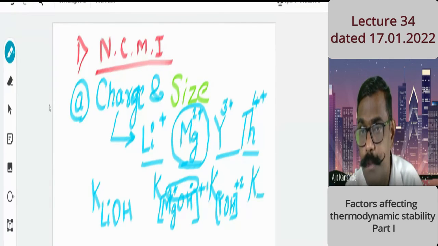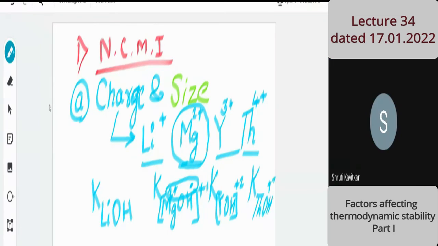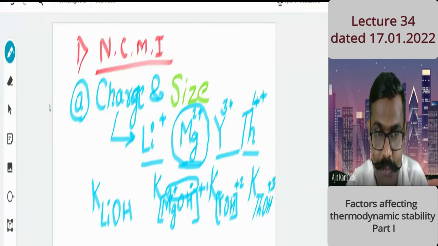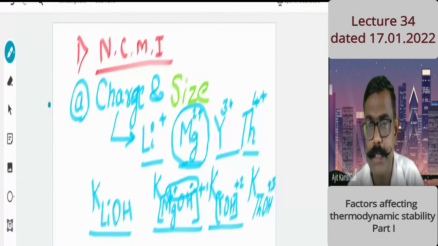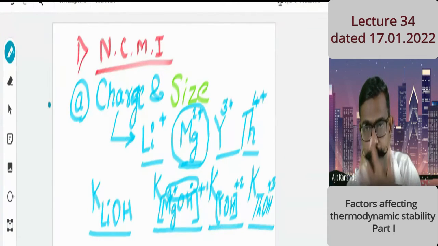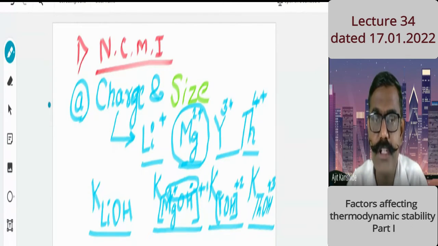That's a stepwise formation constant for the thorium complex. ThOH charge will be plus 3, right, +3. Now pay attention. Lithium +1 charge, Mg +2 charge, yttrium +3 charge, thorium +4 charge. Charge on the metal ion is increasing.